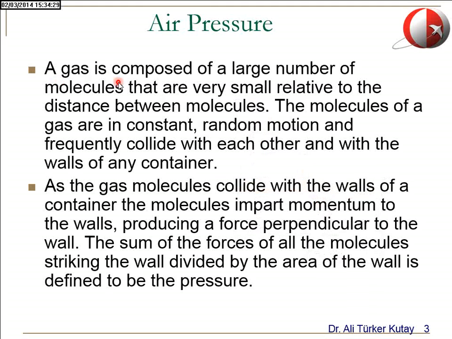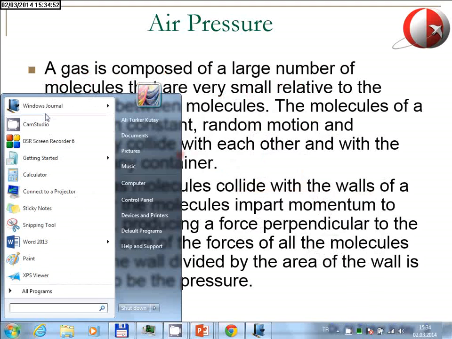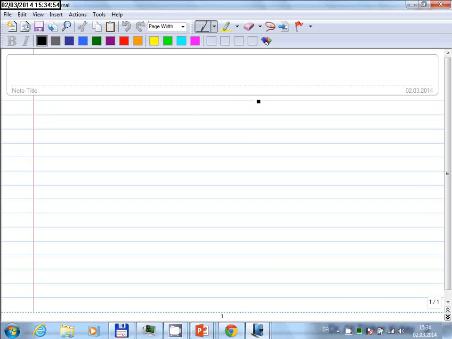Let me just read through this definition here. A gas is composed of a large number of molecules that are very small relative to the distance between molecules. The molecules of a gas are in constant random motion and frequently collide with each other and with the walls of any container. So this is how a gas is defined. I will start really taking some notes to further explain these concepts.